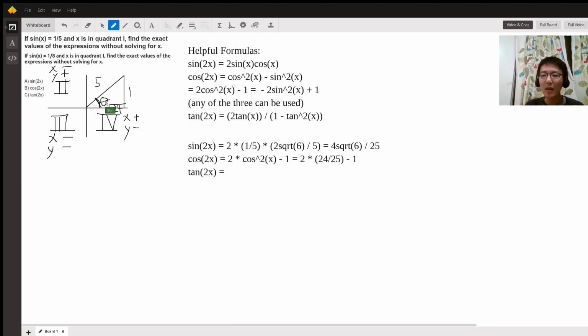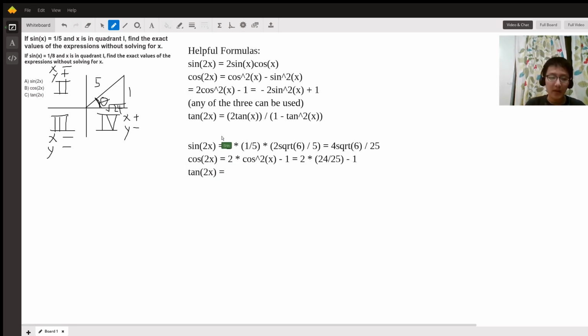And then for tangent of 2x, now here's the thing: tangent x is defined as the opposite over the adjacent. So the opposite of this angle is 1, and the adjacent is rad 24. So it will be 1 over rad 24, or rad 24 over 24. In fact, we could simplify that, so it'll be rad 6 over 12. Okay, so tangent of x will be rad 6 over 12.